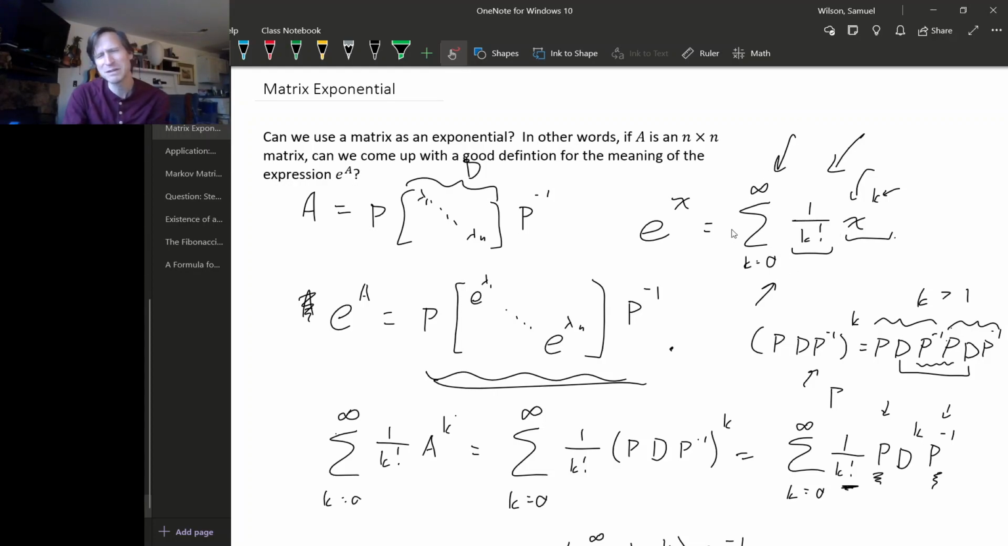So it's actually possible to define the matrix exponential in general, but it's tricky, except for the diagonalizable matrix case. For diagonalizable matrices, it's pretty straightforward to define a matrix exponential.